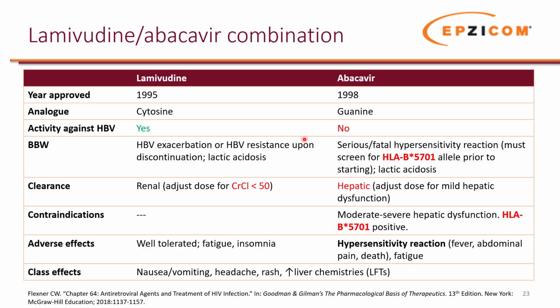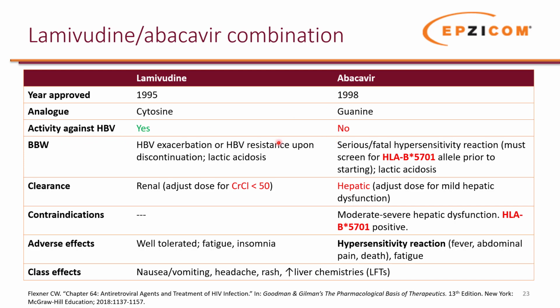Now, Lamivudine and abacavir are two NUCs that are commonly used in combination in Epzicom. So this will be one pill that would be used as a backbone. If you are to use Epzicom as the backbone, you still need a third agent to go with it. Between Lamivudine and abacavir, Lamivudine also has activity against hepatitis B.